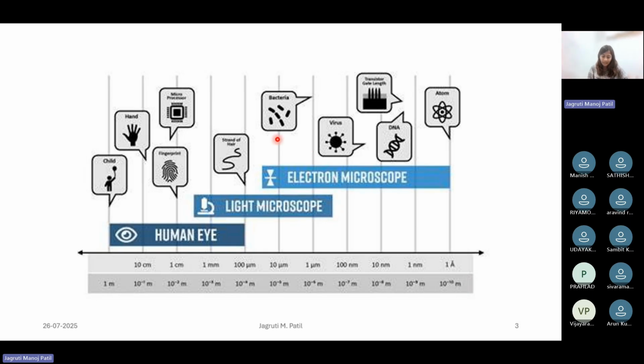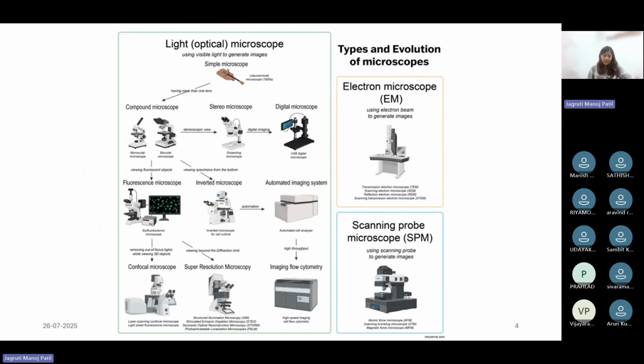But if you use electron microscopes or something like cryo microscopes, then we can see something more detailed, down to the unit cell, like our atom. That's the most basic unit cell of everything. So towards microscopes, there are two imaging systems: one which has light as its source, and a second which has electrons as its source.